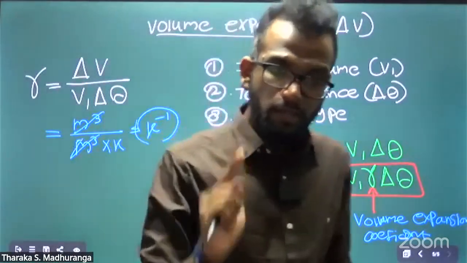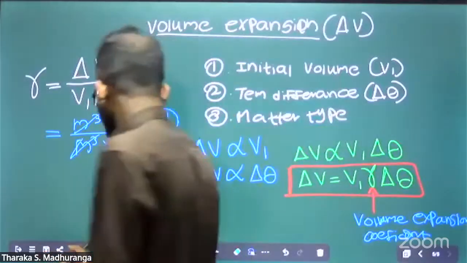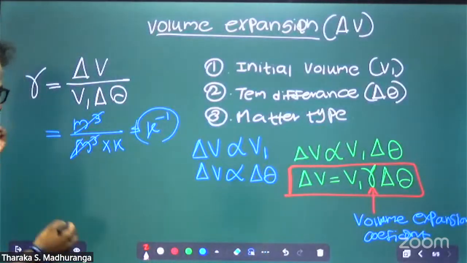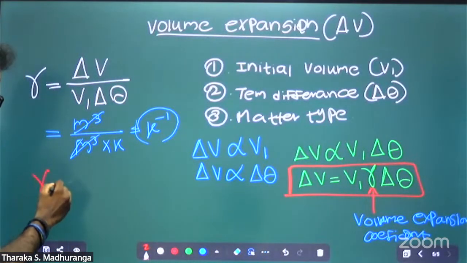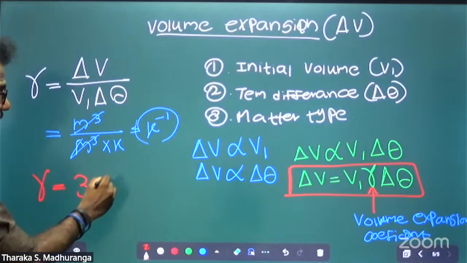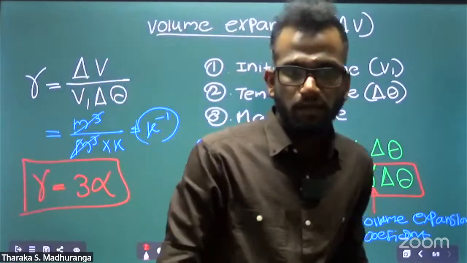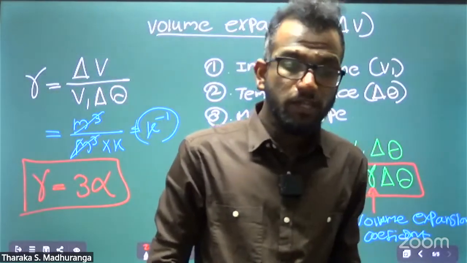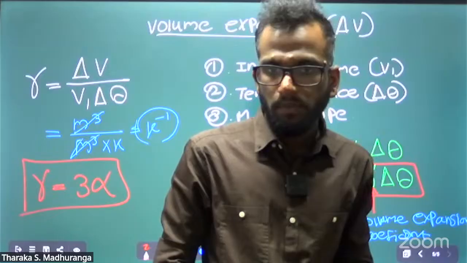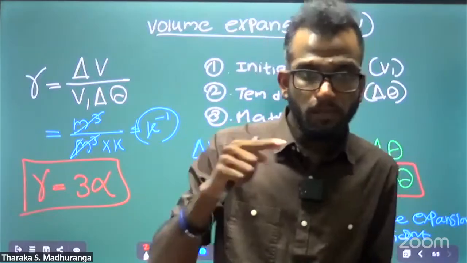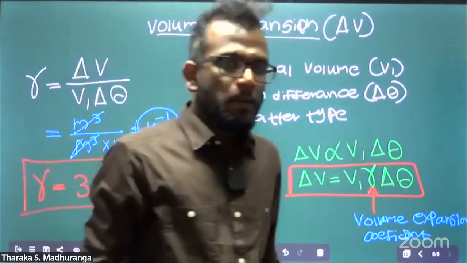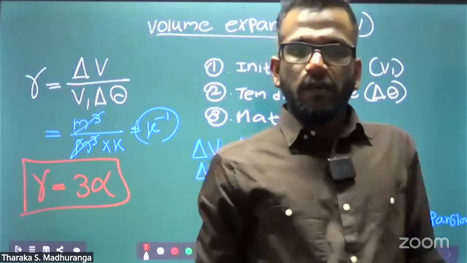The other very important factor is gamma equals 3 alpha. The gamma is 3 times alpha. Remember. Okay, write down, second point with the star mark.